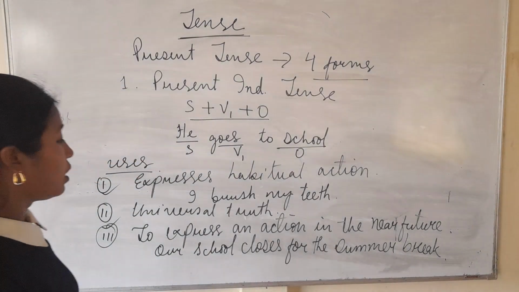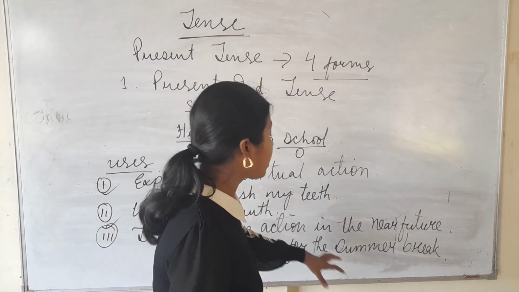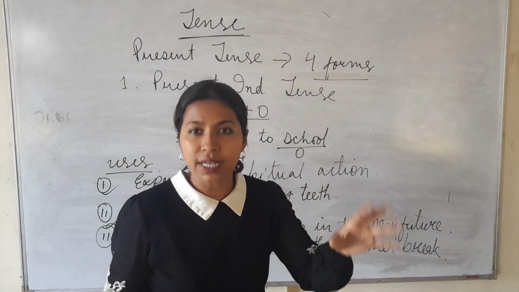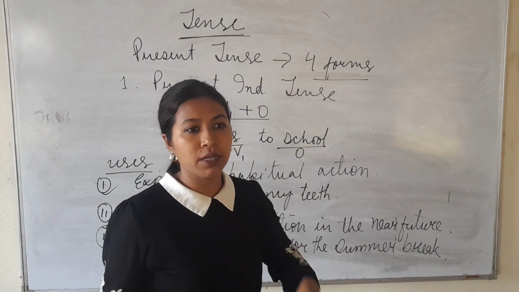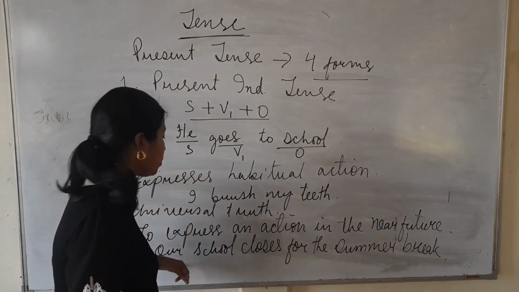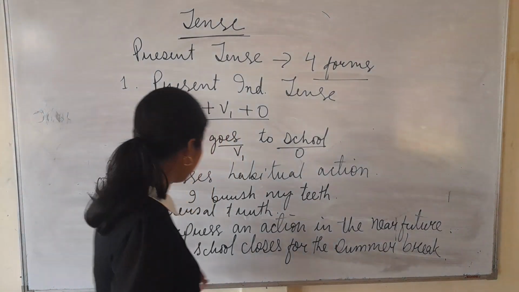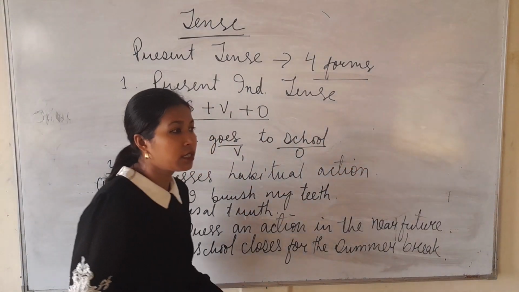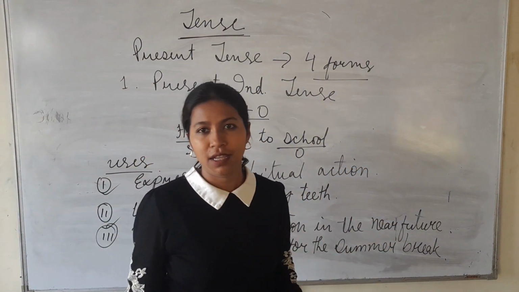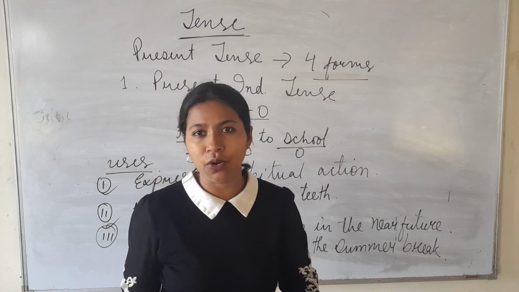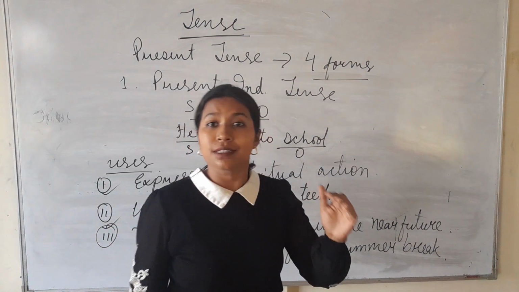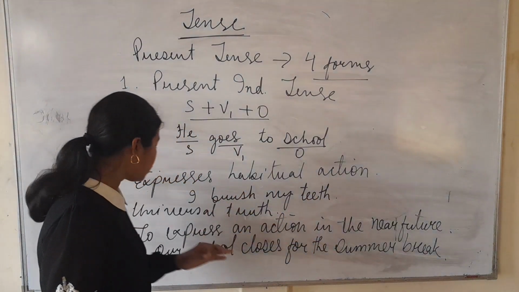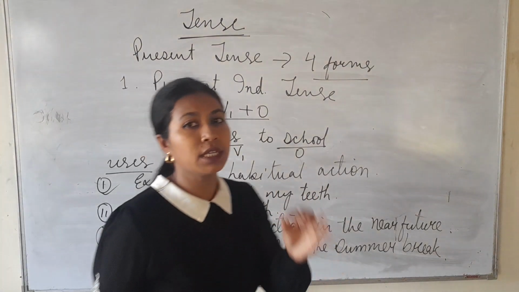So here, this entire thing of summer break or summer vacation is coming very near, maybe next week or next month or in the next 10 days. So you can use this kind of sentences in this kind of situation. Our school closes for the summer break, right? The school reopens on Monday. The school is reopening on Monday, you already know, right? So things in the near future which you already know, you can express in present indefinite tense.